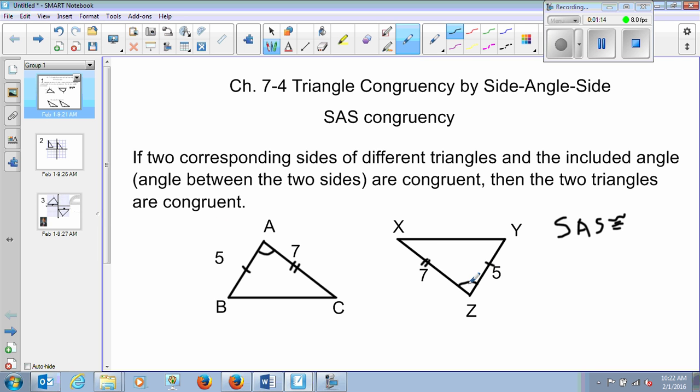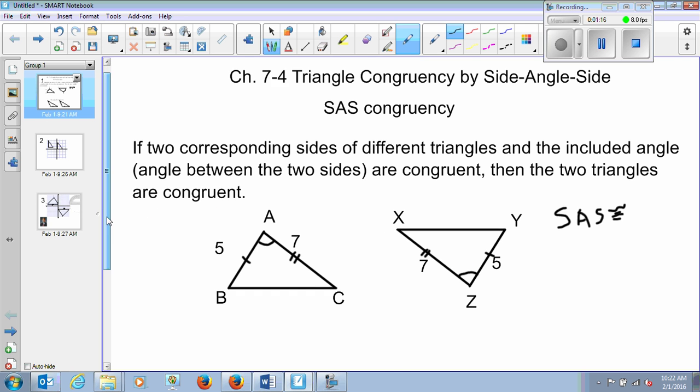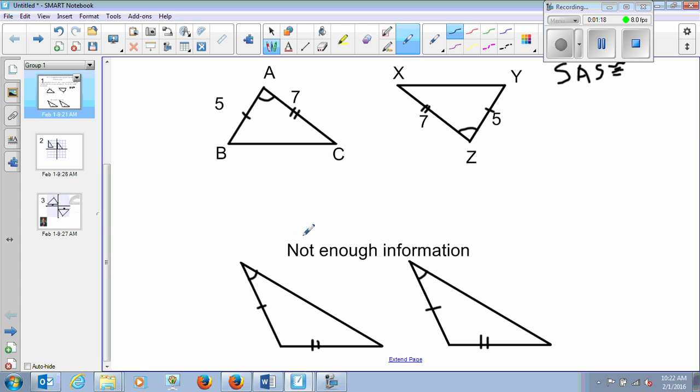If it's not the included angle, then we don't have enough information, which is like this example right here, where we see, yes, we have two sides that are congruent. There's one, there's one, there's one, there's one. But this angle is not included between the two sides. It would have had to have been right there and right there, which we didn't have. So we don't have enough information to prove. It's not that these aren't congruent. Actually, they are congruent because I copied and pasted them. But we don't have enough information.